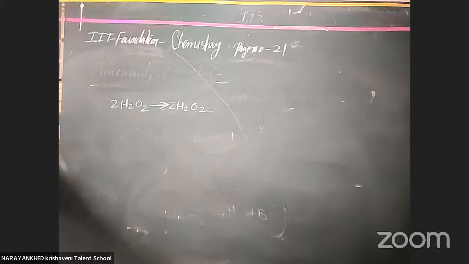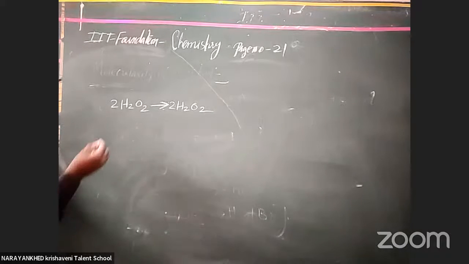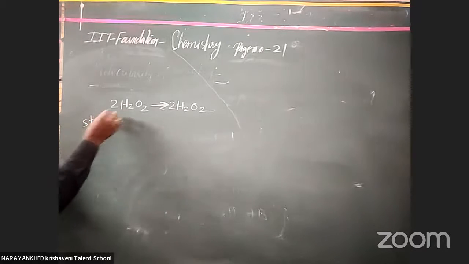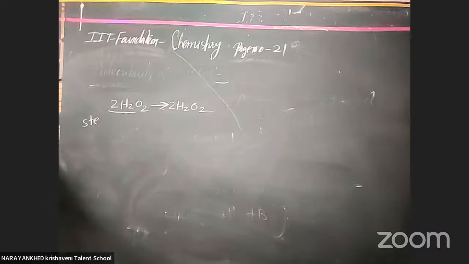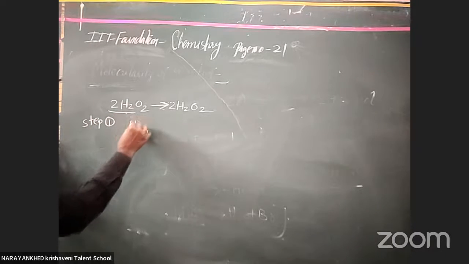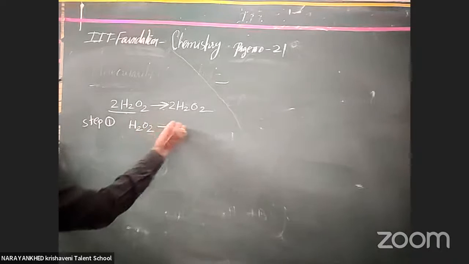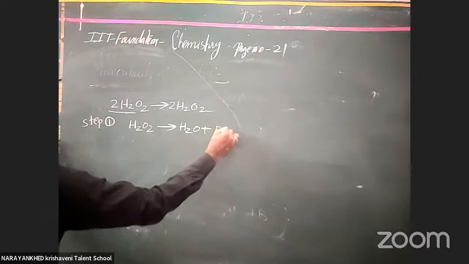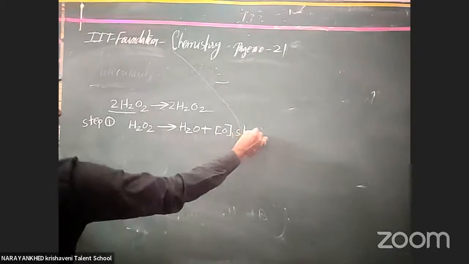And next, here it is also written as step 1. How many molecularities is this? Two for us. Now, how are the reactions going on? In step 1, H2O2 gives rise to H2O plus O. It is a slow reaction.